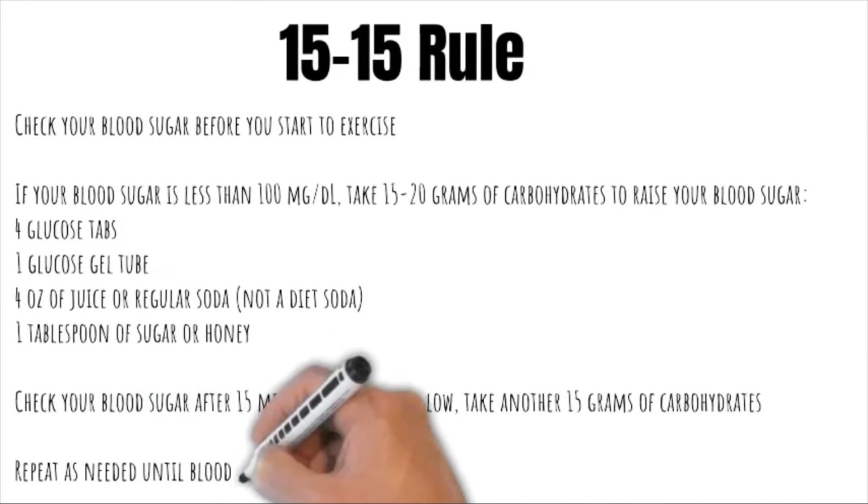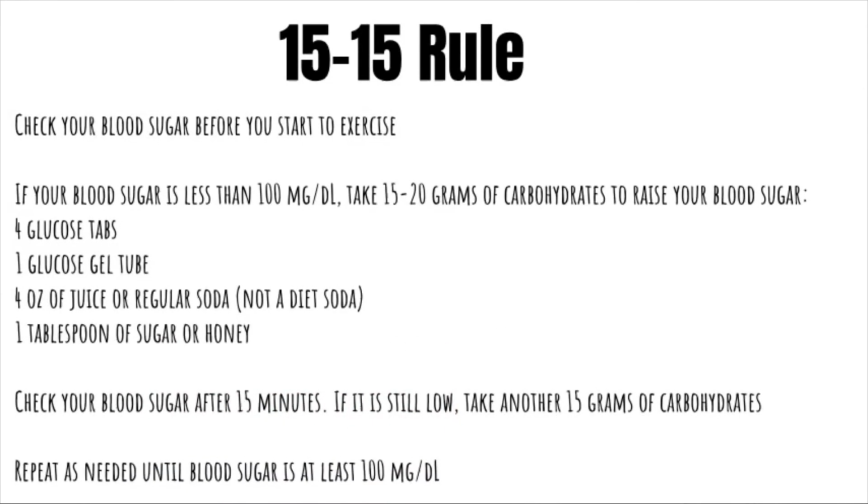your blood sugar. So this is either 4 glucose tabs or 1 glucose gel tube or 4 ounces of juice or regular soda, not diet soda, or 1 tablespoon of sugar or honey. Check your blood sugar after 15 minutes, and if it's still low, take another 15 grams of carbohydrate. Repeat this process as needed until your blood sugar is at least 100 milligrams per deciliter.